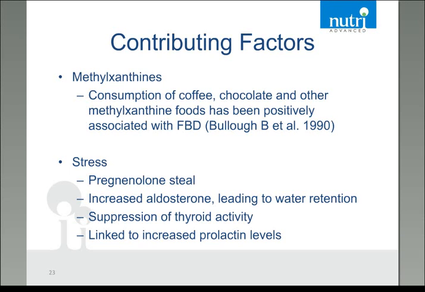Methylxanthines. Consumption of coffee, chocolate, and other methylxanthine foods has been positively associated with fibrocystic breast disease, stress, pregnenolone steal, increased aldosterone leading to water retention, suppression of thyroid activity, and is linked to increased prolactin levels. Do you need to send your client off for an adrenal stress test?